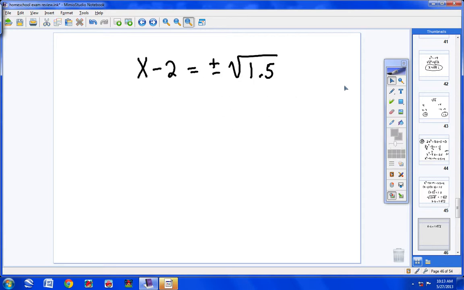So here's where we're at. Now you should know by now what to do. Can someone tell me in the class what to do to finish this? It's pretty obvious. We're solving for x. There's only really one thing left to do. Come on, we want to get x by itself. Okay, so if I move the 2 over, it's plus minus square root of 1.5 plus 2.